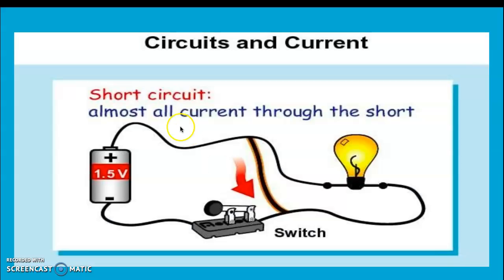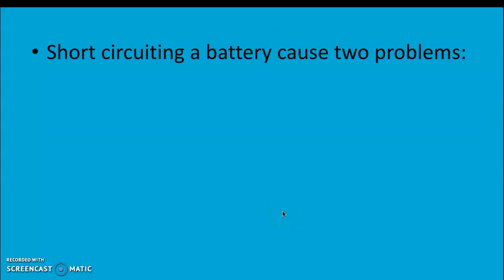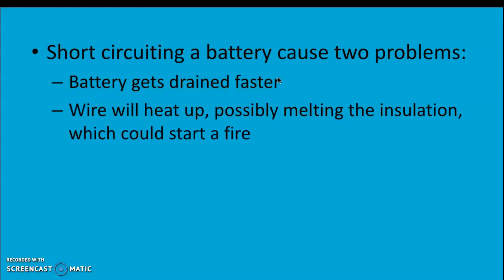As I said on that slide, almost all the current goes through this little shortcut here. And there are actually 2 reasons why we don't want that. The battery gets drained a lot faster because all the current just keeps going and going without any restriction. And the wire will heat up, possibly melting the insulation, and that could start a fire.